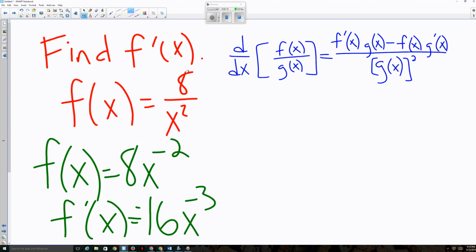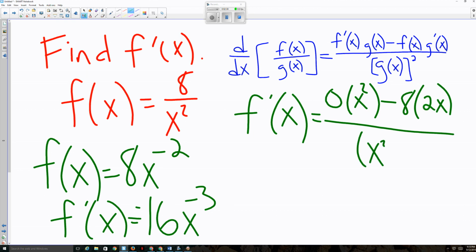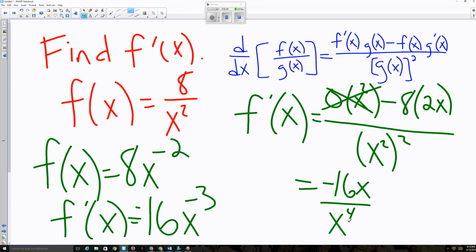All right, so we're going to take the derivative of 8. And so hopefully you recognize the derivative of 8 is 0. We're going to take that times x squared. Minus f of x is 8, and then it's the numerator, right? And then the derivative of the denominator is 2x. And so then we're going to put that all over x squared. Well, when we simplify this, this goes away. So we get negative 16x over x to the fourth. And that should make sense that that is negative 16x to the negative third.